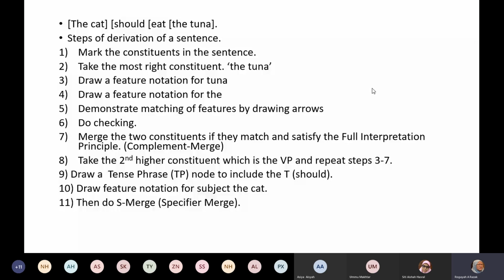So first we have the tuna on the right side. The next highest is the VP. The next highest is the external argument for the verb. Sebab dalam notation verb eat dia minta external. So there's an external there. And then you project for a TP, tense phrase, which has the should. And then you show the DP, the subject moving to the specifier of the TP, another TP. And that is a specifier movement, specifier-merge.